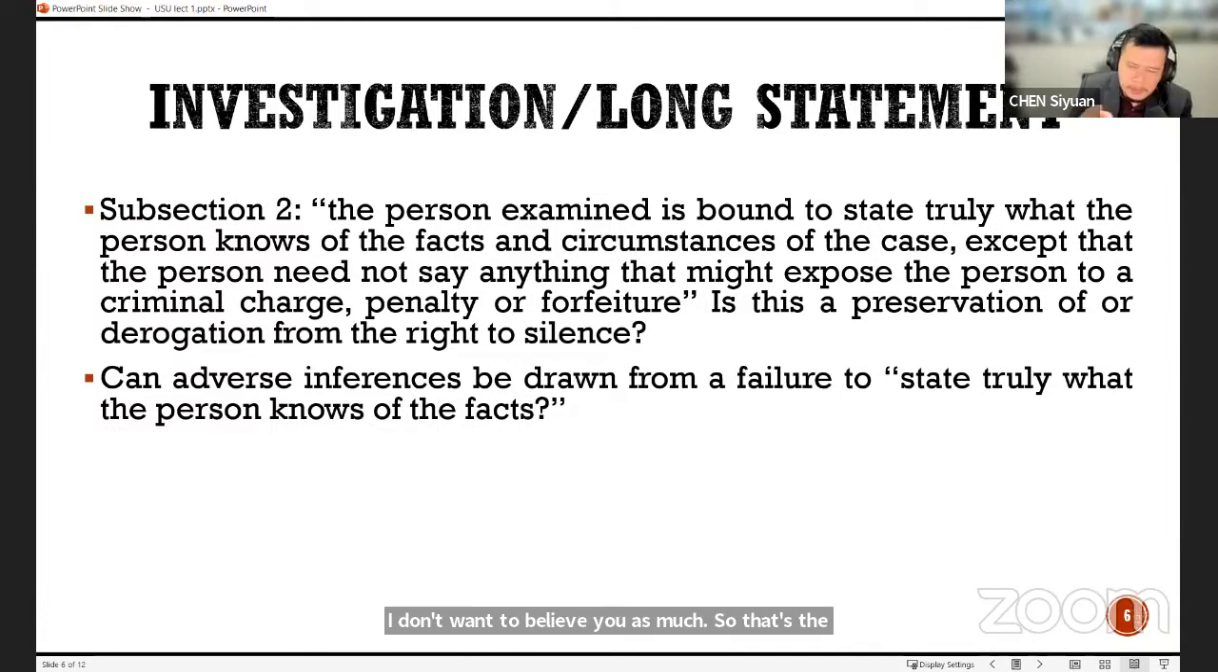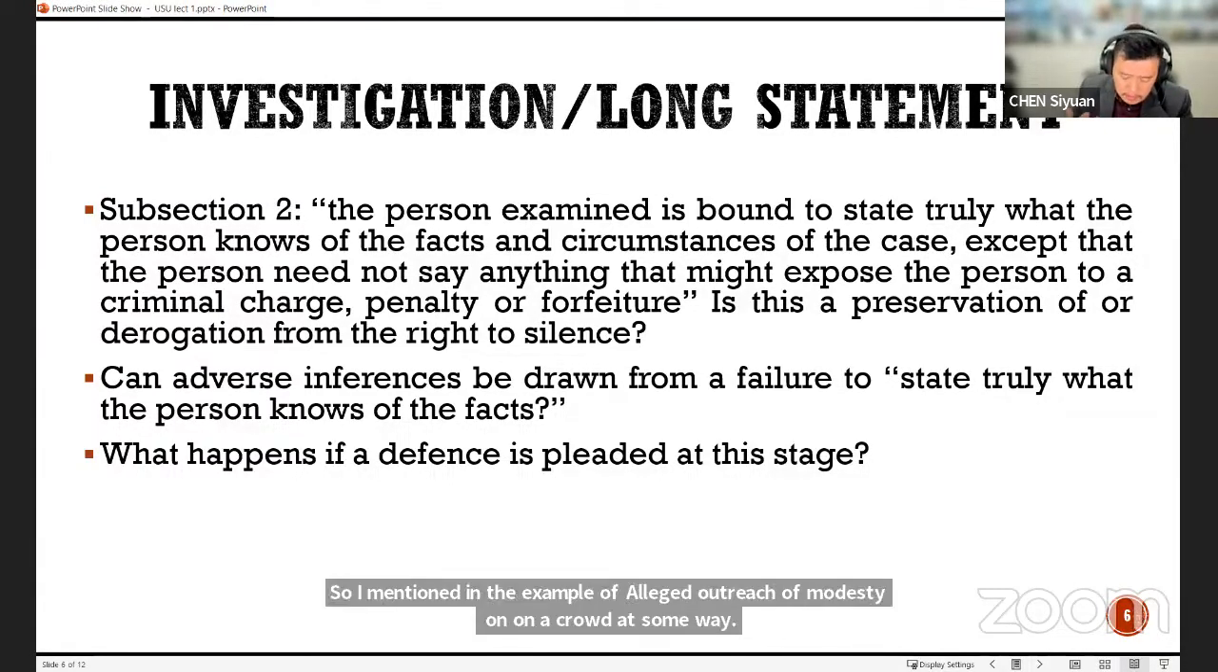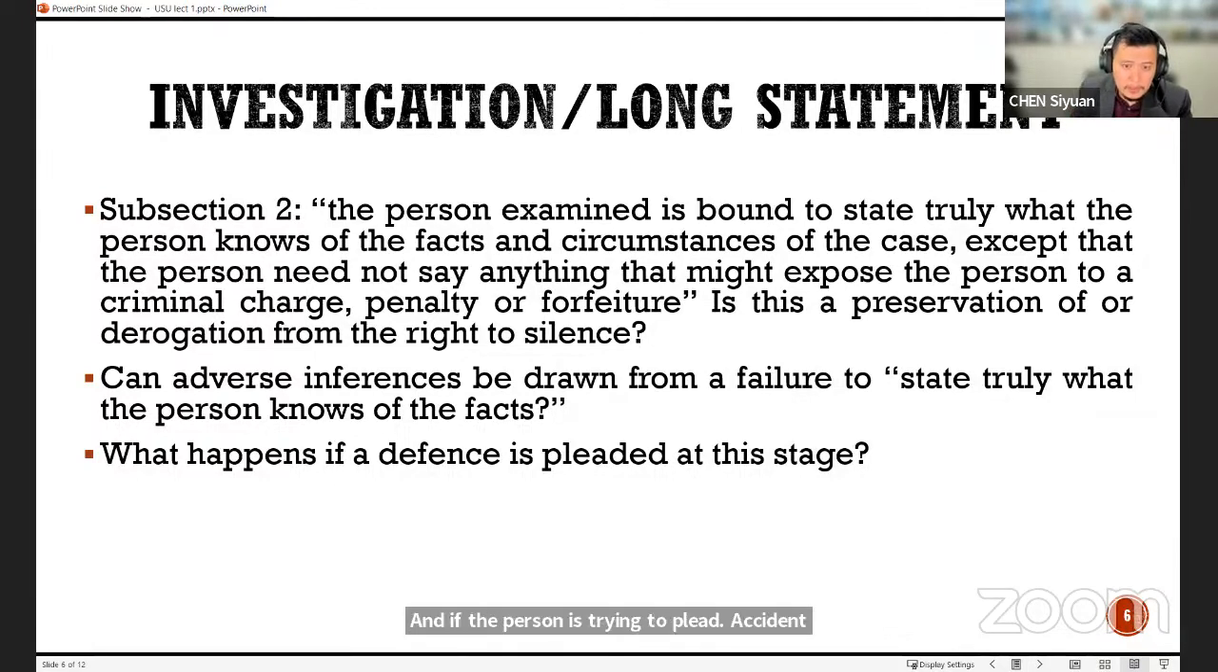So the question really is, based on subsection 2, can any sort of adverse inference be drawn if a person doesn't state the truth of the facts? That doesn't amount to self-incrimination. And based on Singapore cases, the answer is yes. You can draw adverse inferences even for not disclosing enough at the point of taking a long statement. And what happens if a defense is pleaded at this stage? So earlier I mentioned in the example of alleged outrage of modesty on a crowded subway. And if the person is trying to plead accident, that will be considered a defense.